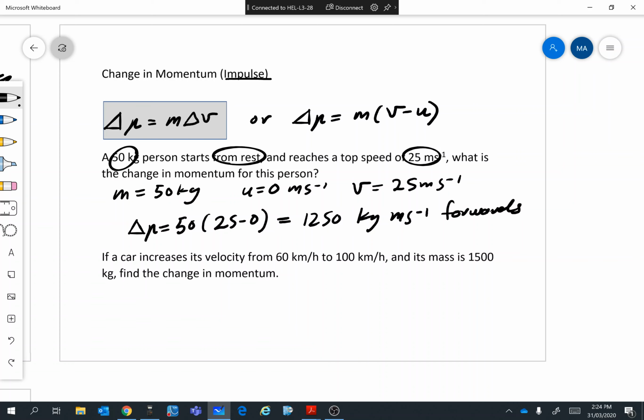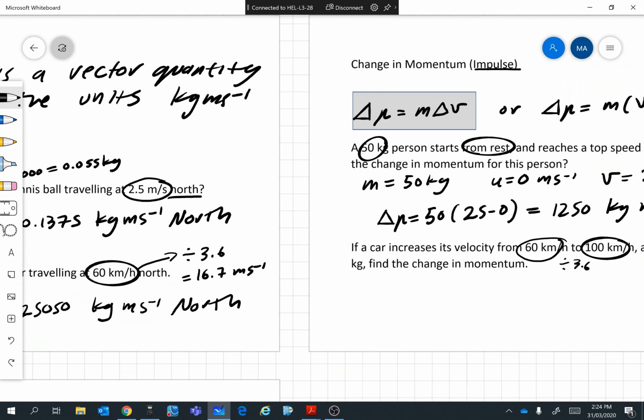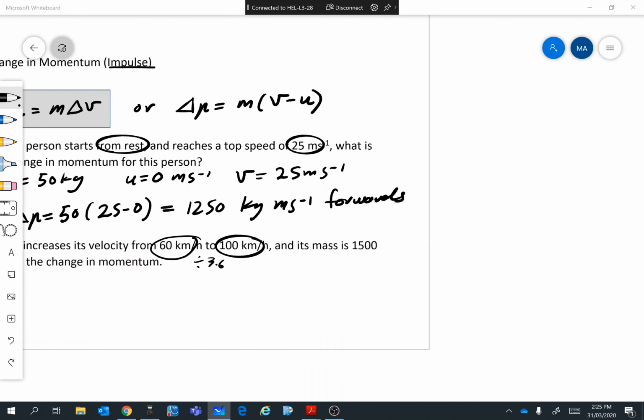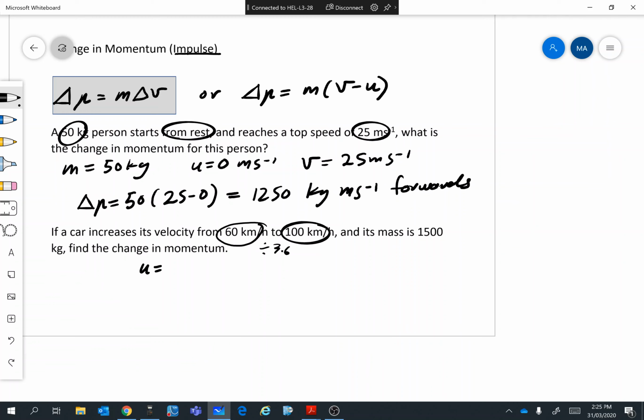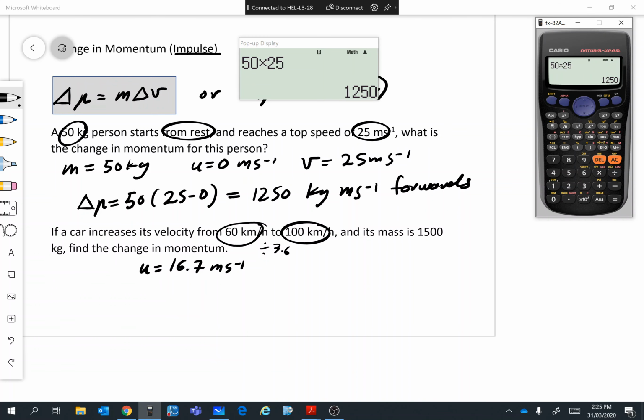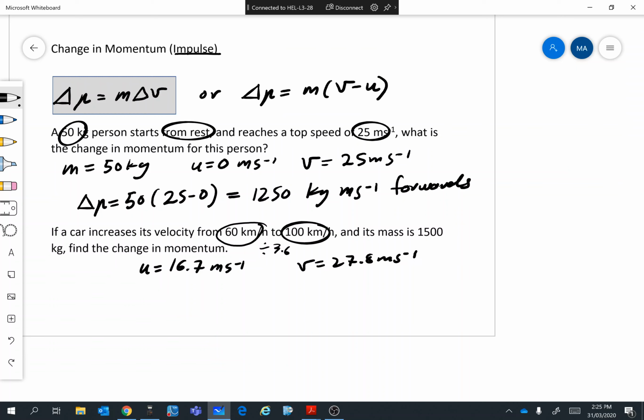Now this one, a little bit of work to do. Did you remember to convert these into meters per second? Divide them both by 3.6. We already found out that 60 kilometers per hour was 16.7, didn't we? So we'll keep that one. So that means u is equal to 16.7 meters per second. And if we divide 100 by 3.6, that gives us 27.8. So the final velocity, 27.8 meters per second. The mass, 1,500 kilograms. That's standard units. So the change in momentum this time is equal to that mass by 27.8 take 16.7.